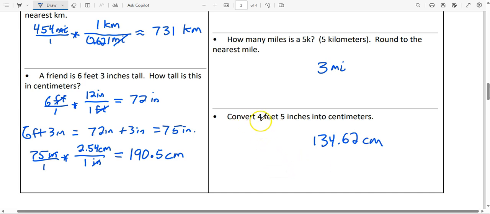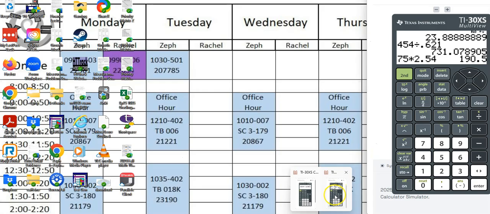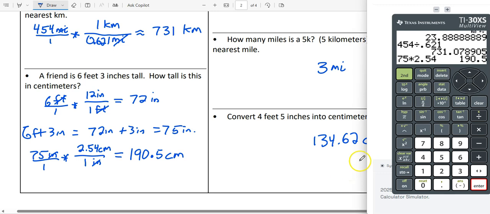With the instructions that do not say round, try not to round at all. And let's take a look at this problem. Your work should have had 53 times 2.54. And you can see there's no rounding at all. So don't round unless requested or if you're dealing with things like money. More on that later.